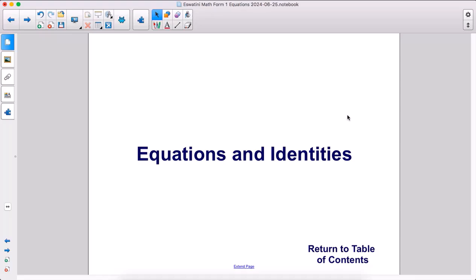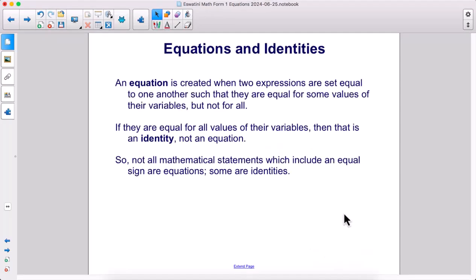Equations and identities. An equation is created when two expressions are set equal to one another such that they are equal for some values of their variables, but not for all. If they are equal for all values of their variables, then that is an identity, not an equation. So not all mathematical statements which include an equal sign are equations. Some are identities.